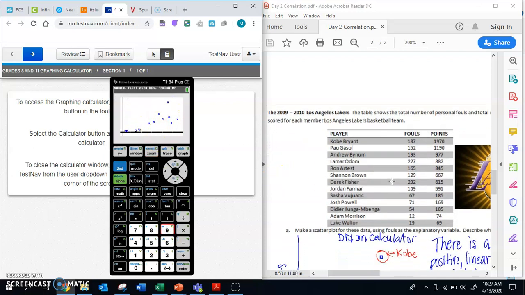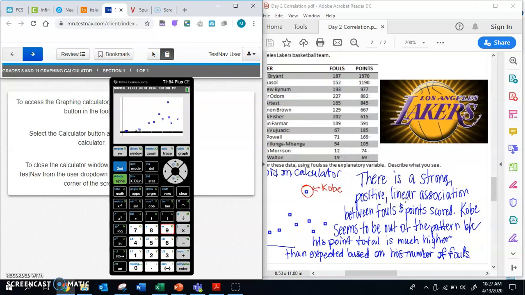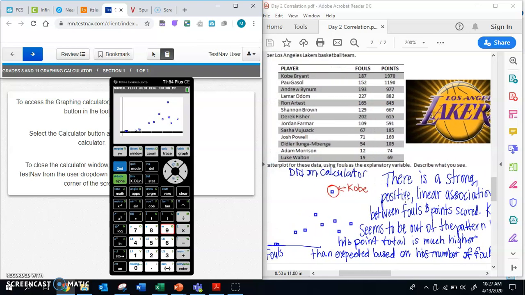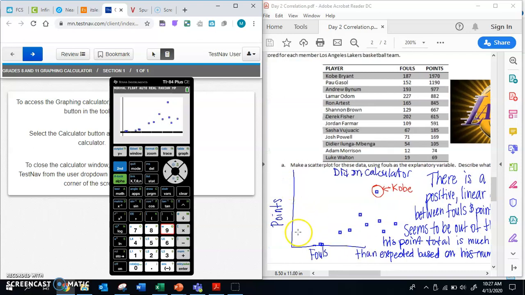And so if I look down, I've got my graph right here, okay? And it's asking us to describe what we see. So this is stuff that we did in day one notes, but we can see that there is a strong positive linear association between fouls and points scored. Kobe seems to be out of the pattern because his point total is much higher than expected based on his number of fouls. So you can see right here, we've got a strong positive linear association.